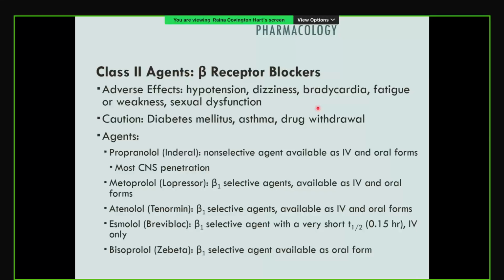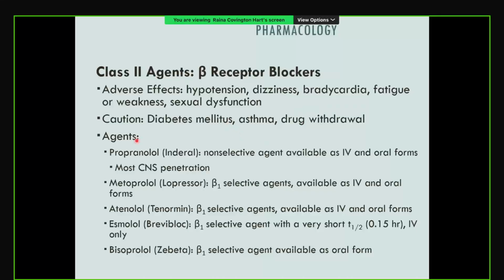In your patients who have diabetes, asthma, or drug withdrawal, the reason why we're cautious with using these is that they can mask those symptoms in a patient who is also on a beta blocker. So that can become not so great for them. Like if I have a person who has diabetes, I need them to know when their body is not normal, so that they know, oh, I need to give myself more insulin, or, oh, I need to eat more sugar. Okay, so this is a very big thing that we are cautious about.